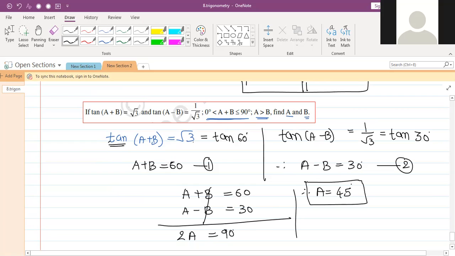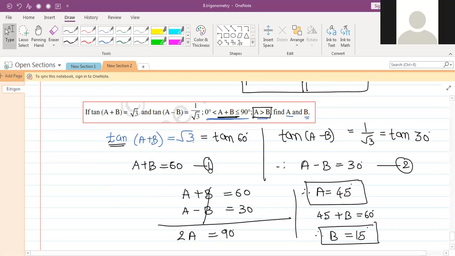Similarly, if I put this angle A in either the first or second equation, we get B. Suppose I use A equal to 45 in equation 1, that means 45 plus B is equal to 60. Therefore we get B is equal to 15 degrees. And here you can see that the second condition is also satisfied. A is greater than B: A is 45, B is 15. And this condition is also satisfied: A plus B is 60, which lies between 0 and 90. Understand?